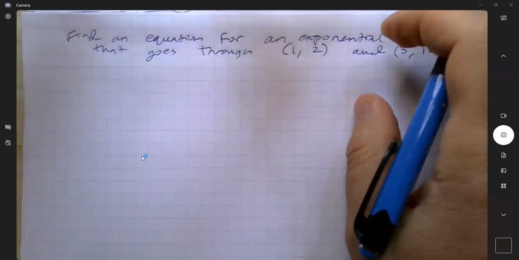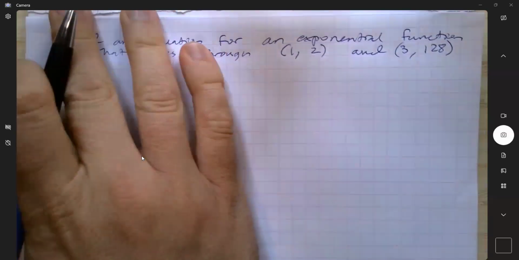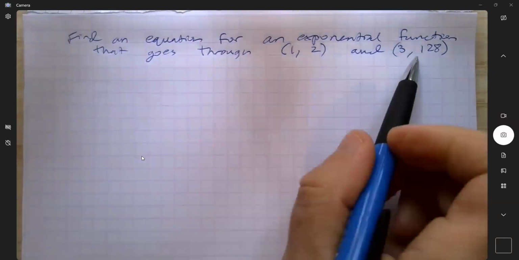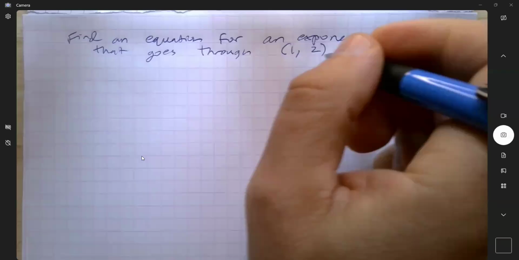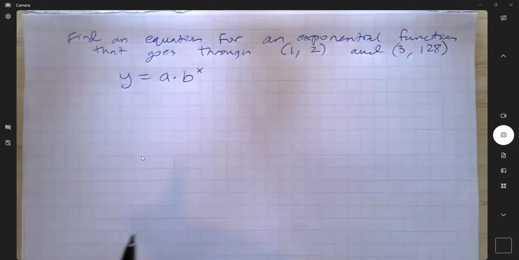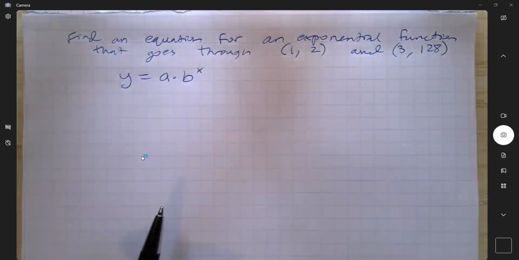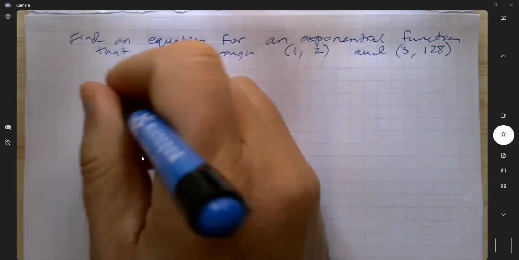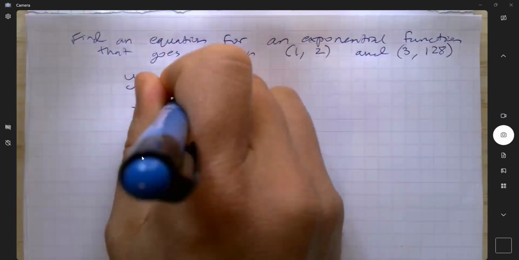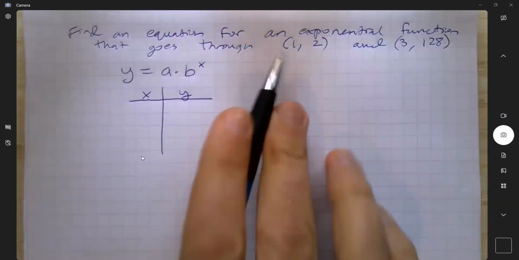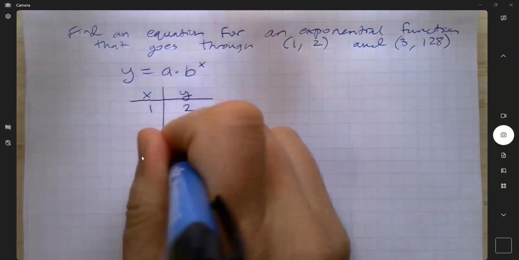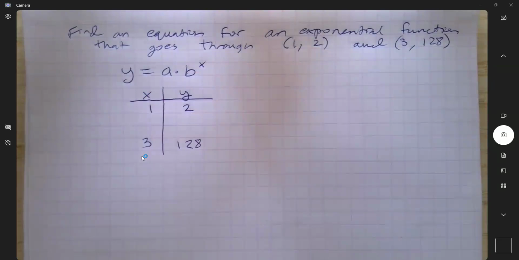Now, when I did this with the linear function, I was able to do it just pretty much symbolically. But I think for this, it's a good idea to use a table. So first, we're going to remind ourselves of the general form of an exponential function, which is y equals a times b to the x. Now, build yourself a table. It's not going to have a lot of information in it, but it's going to have 1 and 2, and it's going to have 3 and 128.